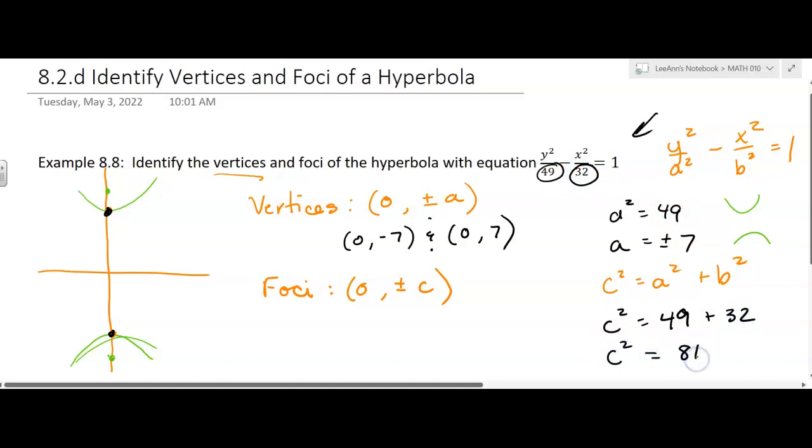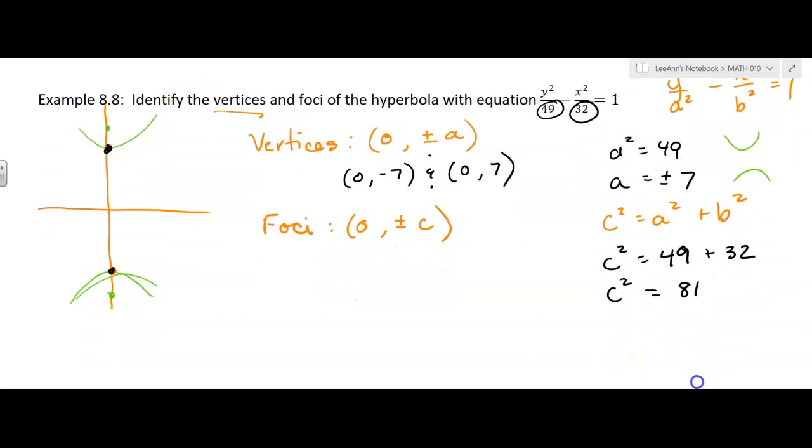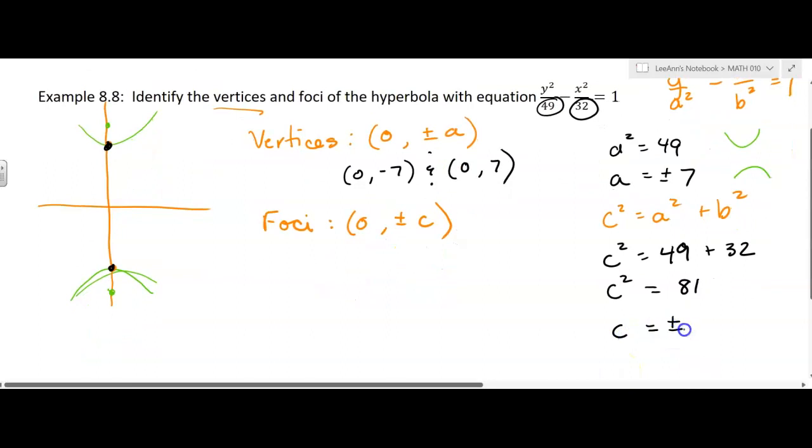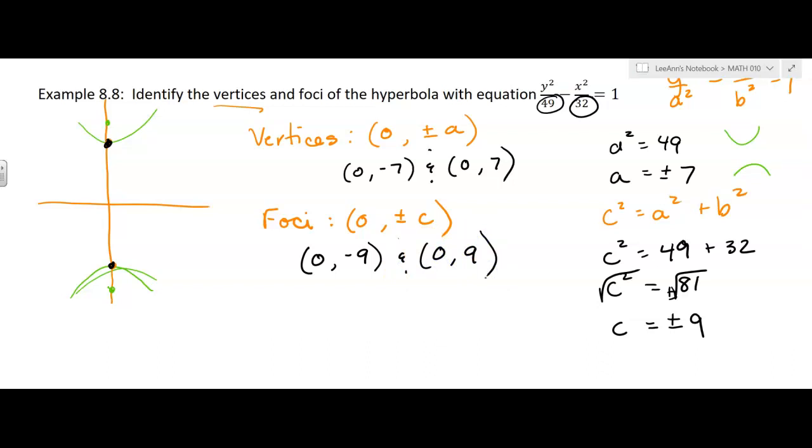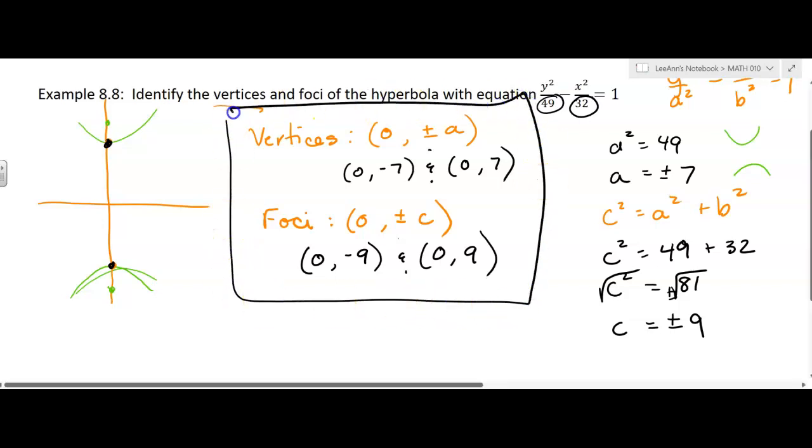81. Oh, nice. Okay, so then I can take the square root, and c equals plus or minus the square root of 81, right? This is what we're doing. And we get 9. So my foci are going to be at 0, negative 9, and 0, 9. Okay, and then we'll work on how we actually graph these later, but I'm just doing a rough sketch so you can see what's going on. This is what the question asked. So there we go.